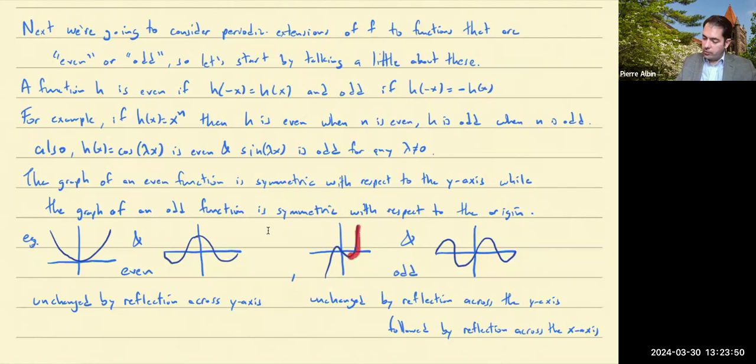So if you started with something like this and you reflected it across the y-axis, it would look like this. But then if you reflected this way and then reflected down, you get that. Same thing here. If I reflected it across the y-axis, I would end up with something like that. But then if I start with this and I reflect that across the x-axis, then I end up with this.